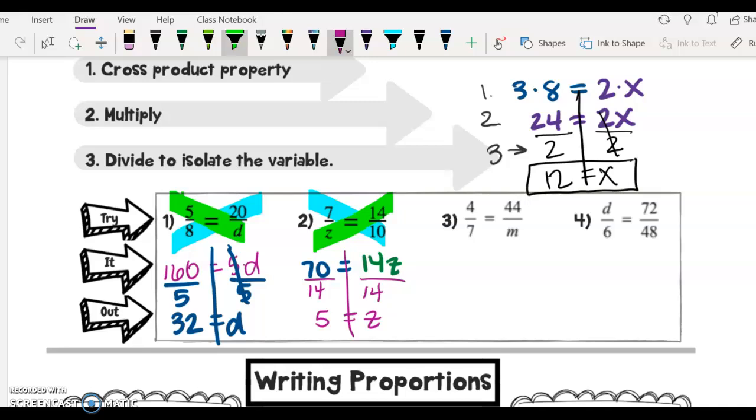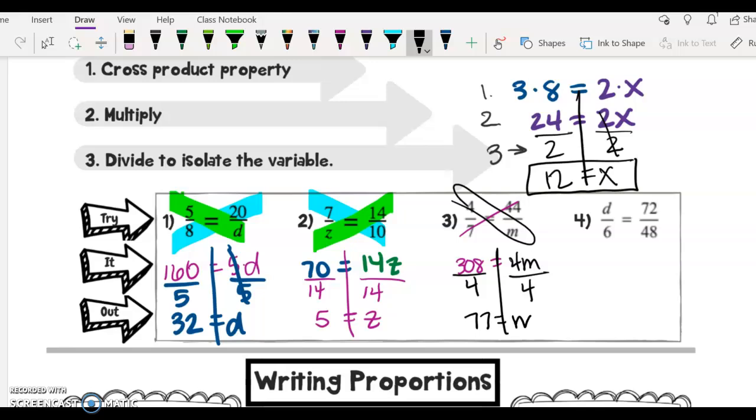All right, so now again, 7 times 44, which is 308, equals 4 times M, divide by 4 on both sides, and I get 77 equals M.